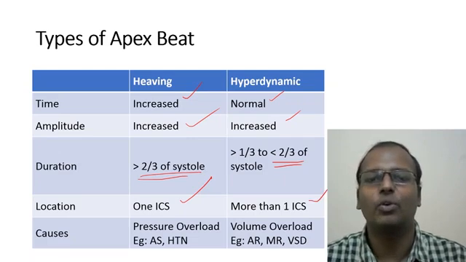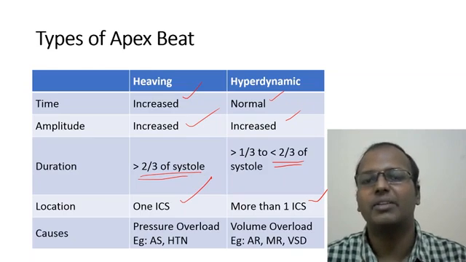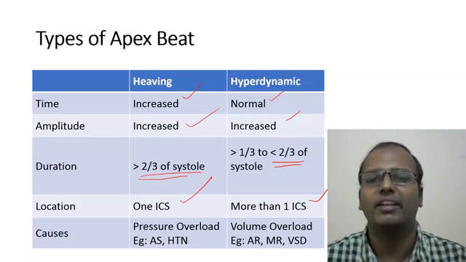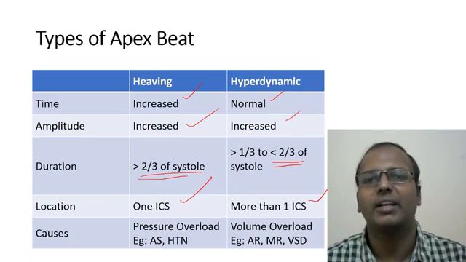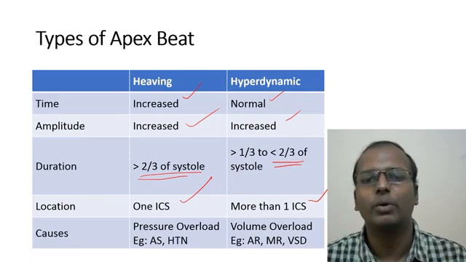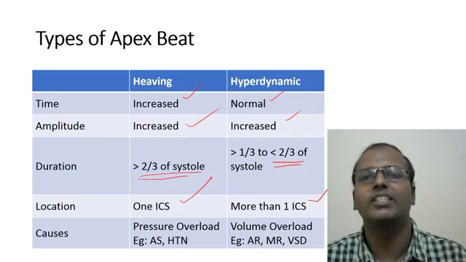The causes include pressure overload, like aortic stenosis and hypertension, for heaving, or volume overload in hyperdynamic circulation, like AR, MR and VSD: aortic regurgitation, mitral regurgitation and ventricular septal defect. Basically, volume overload conditions can produce a typical symptom called palpitation, and these volume overload conditions can also produce a hyperdynamic circulation.